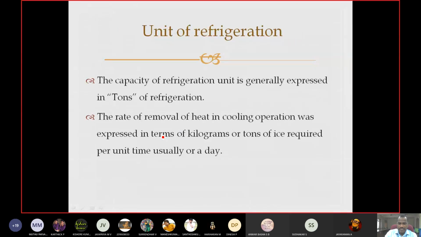We can also see the unit of refrigeration. The capacity of a refrigeration unit is generally expressed in tons of refrigeration. The rate of removal of heat in a cooling operation was expressed in terms of kilograms or tons of ice required per unit time, usually per day. So the unit of refrigeration is the ton of refrigeration.